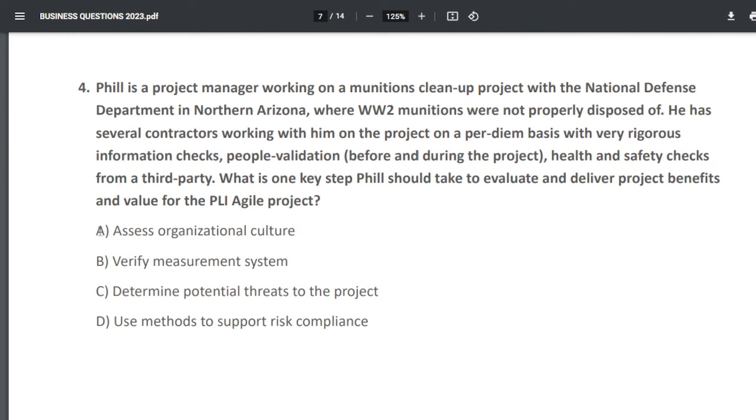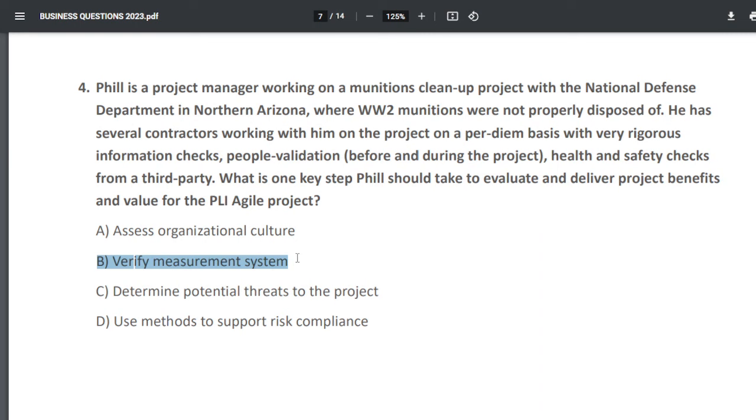Taking a look here, we've got assess organizational culture, verify measurement system, determine potential threats to the project, and use methods to support risk compliance. These are talking about other business concerns, but the one that best addresses benefits and value is verifying that there's a measurement system in place to measure benefits and value.